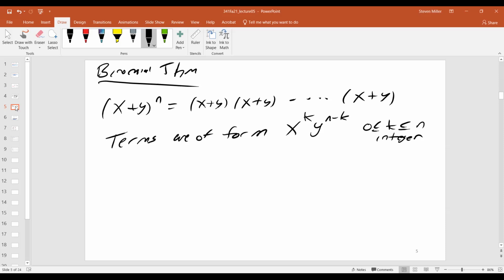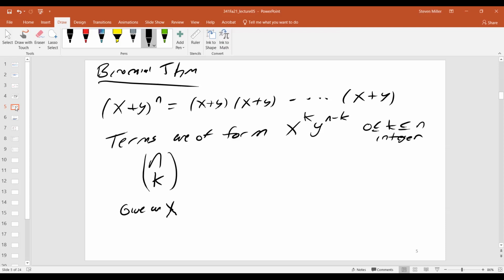And the reason is for each term, I choose either an x or a y. I have to choose n terms, so the sum of the power of x plus the power of y has to equal n. And now if you look at it, if I want to get x to the k, y to the n minus k, I have to choose k terms to give me an x. How many ways can I choose k terms from n to give me an x? So n choose k.